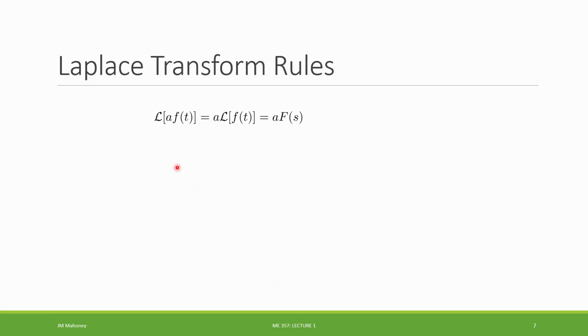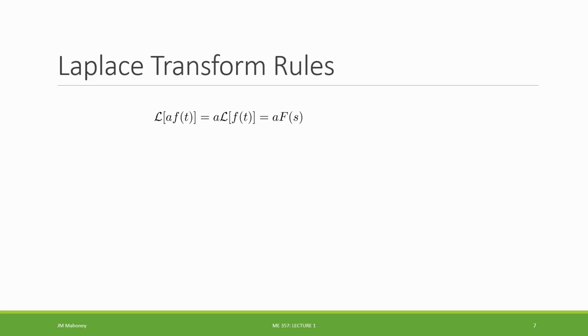So first, if I want to take the Laplace transform of some constant times a function, so a has to be a constant here times some function f of t, what I'm able to do is pull that a outside of the Laplace transform. So we see here, this is the same as a times the Laplace transform of little f of t. Now I can do the Laplace transform of my dependent variable, and then the Laplace transform of little f of t just becomes big F of s. Big F of s is the Laplace transform of little f of t.